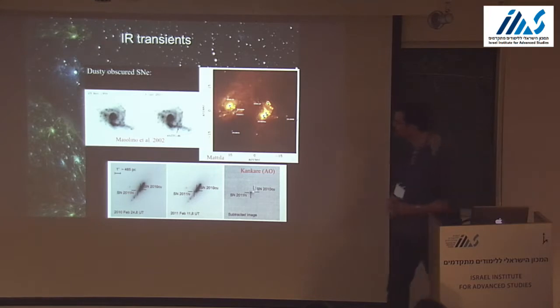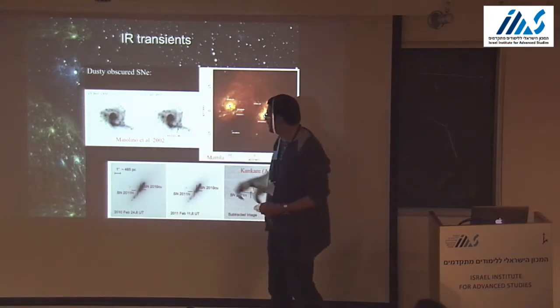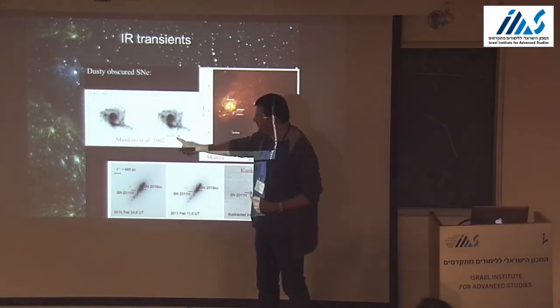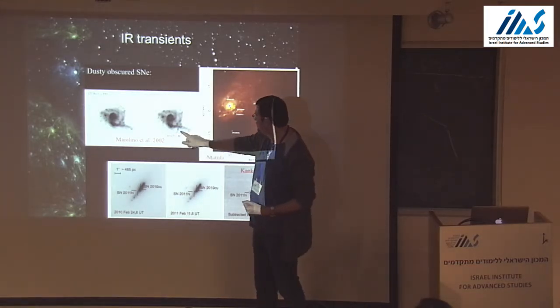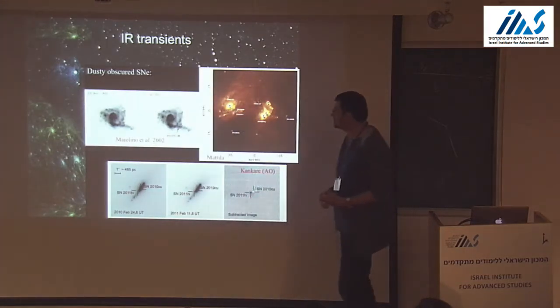So I'm showing here a few attempts. This is I think the first one. This is by Maiolino and collaborators who observed some luminous infrared galaxies at the end of the millennium. You can see the supernova over here. I didn't play the game this time. So this blob here is not here. Okay, so maybe this is a supernova. This is from a more recent paper by Mattila et al.